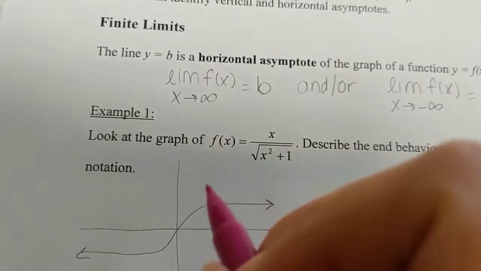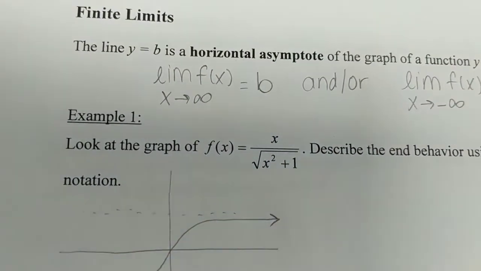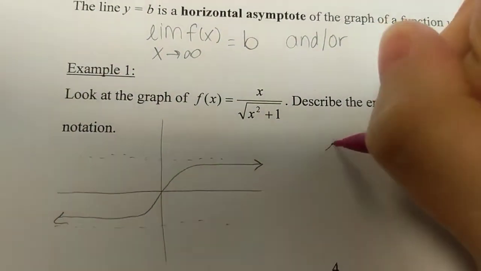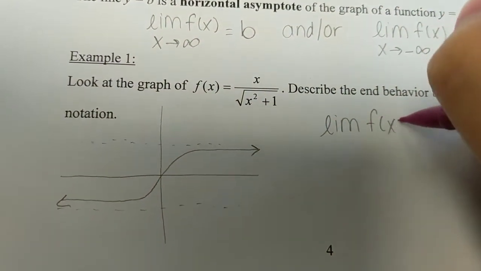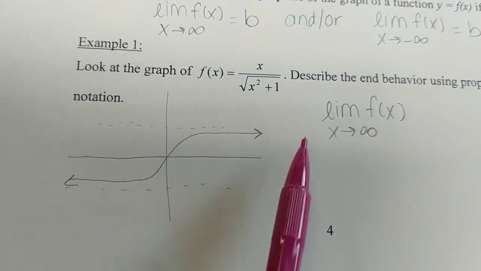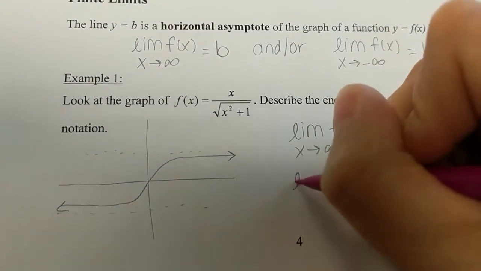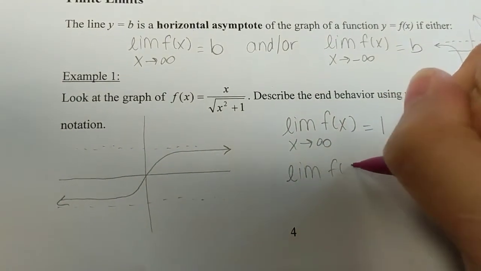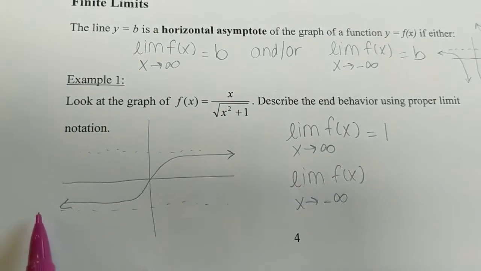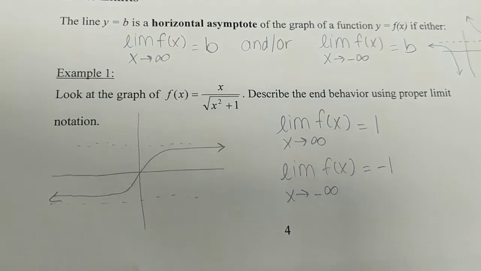So the way I would write that, I've got this horizontal asymptote here. I've got a horizontal asymptote here. They're different. But the limit of my function as x was going to positive infinity was approaching 1. And the limit of my function as x went to negative infinity over here was -1. They don't have to be the same.